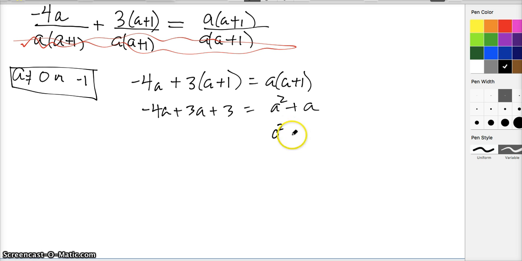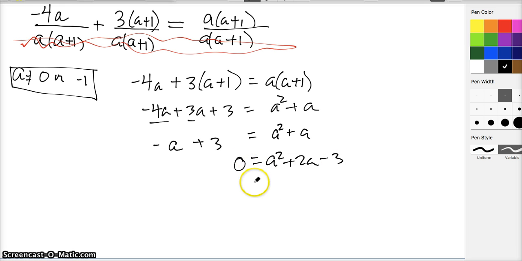So a squared is going to stay over there, and now I'm going to bring these guys over to the other side. When they go over to the other side, they change signs, or I could simplify here first. Maybe that's smarter. So let me simplify on the left first. So I have a negative a plus 3, and now bringing everything over to the right side shouldn't be too bad. This negative a becomes a positive a, so it joins a to become 2a, and this positive 3 becomes a minus 3, and now everything is equal to 0.